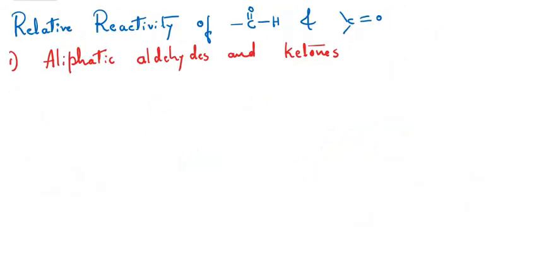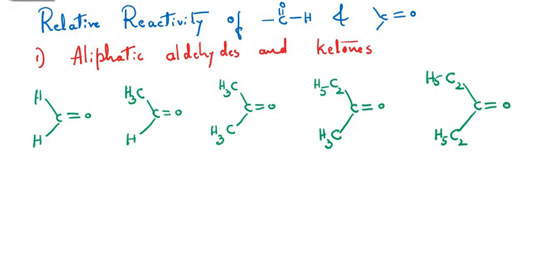Now we are going to learn the relative reactivity of aldehydes and ketones. In particular we are concentrating on the first part, that is on aliphatic aldehydes and aliphatic ketones. So I have written here certain examples students. The first one I'll write here 1, this is 2, this is 3, this is 4, and this is 5.